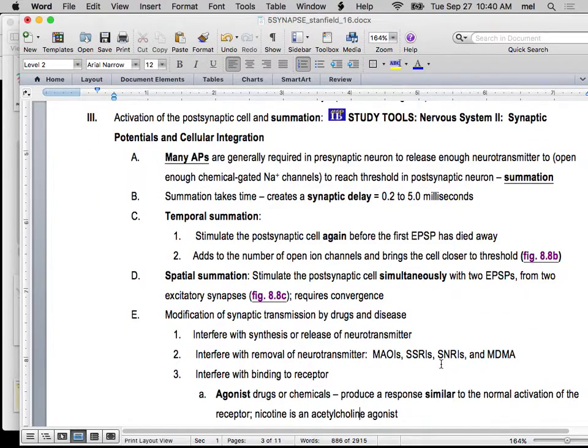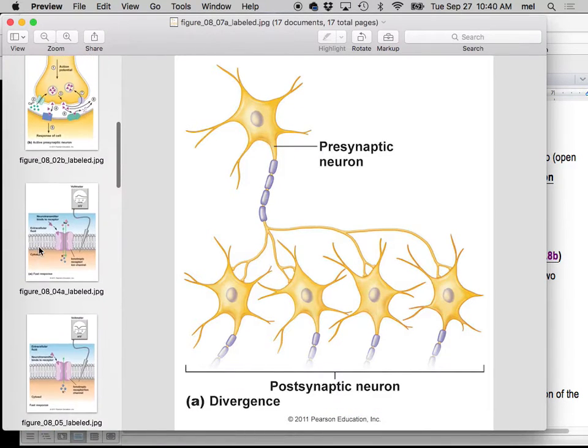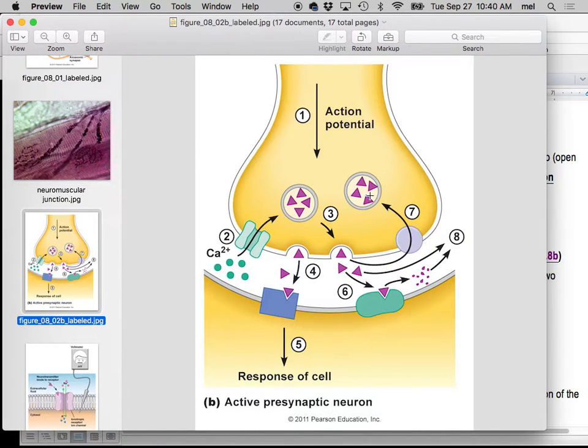Okay. Now, let's start talking about how you get this postsynaptic cell to an action potential. What is not generally true is this: if I get an action potential in the presynaptic cell, I get an action potential in the postsynaptic cell. No, it's usually more than one action potential in the presynaptic cell to get an action potential in the postsynaptic cell. So what you end up having to do is sort of sum what's happening in the synapse.